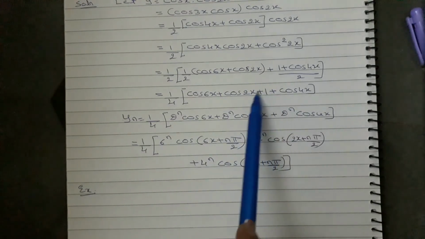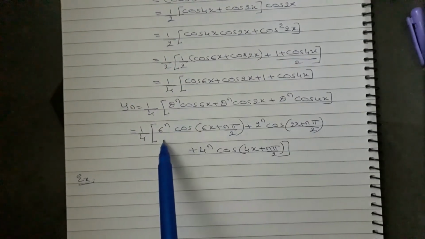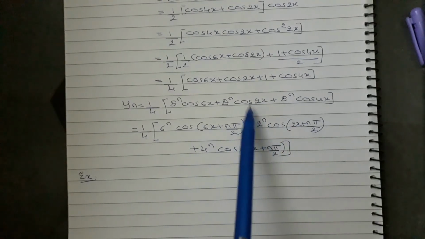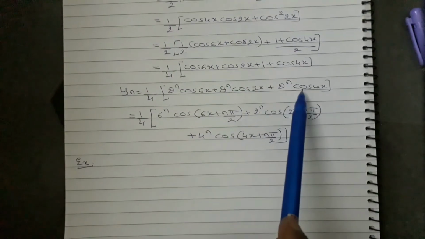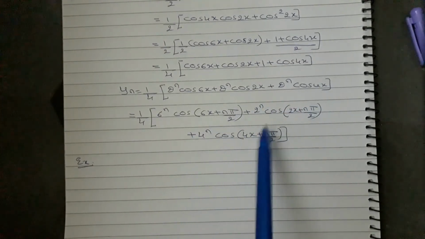The constant term will become 0. So again here the value of a is 6, so it will become 6 raised to n cos (6x plus n pi by 2). This is 2 raised to n cos (2x plus n pi by 2). This is cos 4x, which means 4 raised to n into cos (4x plus n pi by 2).